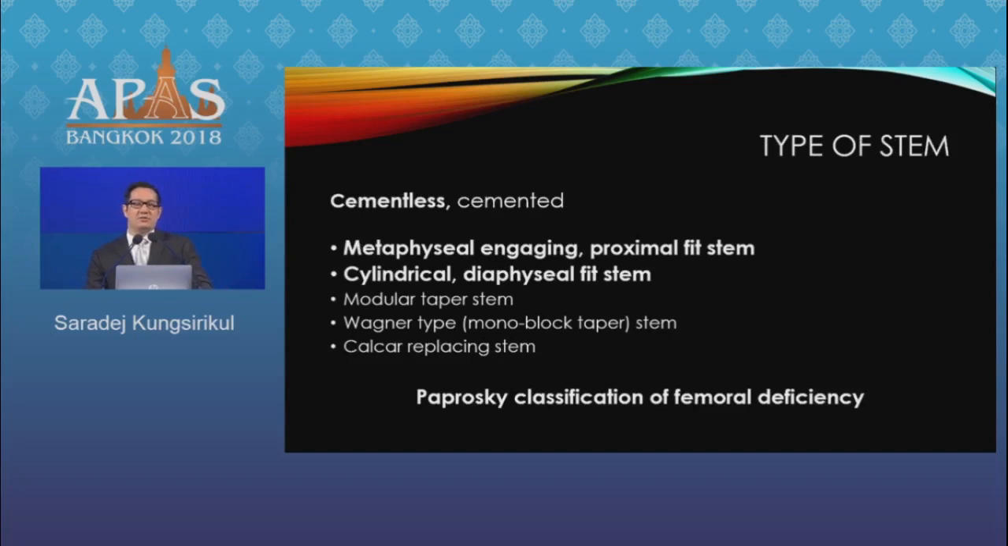For the type of stem, you can use both cemented or cementless, depending on the age or status of the patient and also the preference of the surgeon. In most cases, I use the cementless prosthesis. Usually, I can use the primary stem type, like a metaphyseal engaging proximal fit stem, in most cases. And sometimes you need a longer cylindrical stem or another type of stem as a backup plan, depending on the preoperative templating. We can use the Paprosky classification, which is useful for this type of patients.